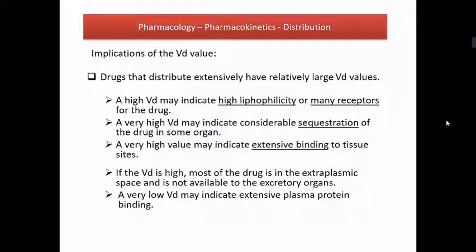So, we have also a very high VD may indicate considerable sequestration of the drug in the organ concerned. Or a very high value may indicate extensive binding to tissue sites. If the VD is high, most of the drug in the extraplasmic space is not available to the excretory organ. So, it has a tendency to be retained there because of its affinity to those tissues. So, it cannot be excreted. So, a very low VD may indicate extensive plasma protein binding. That is scenario A from earlier.